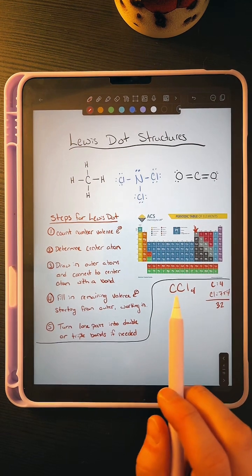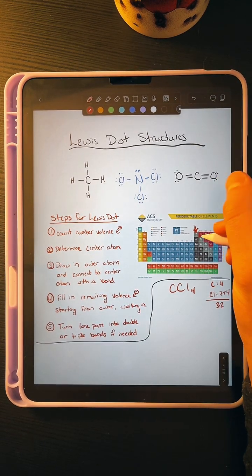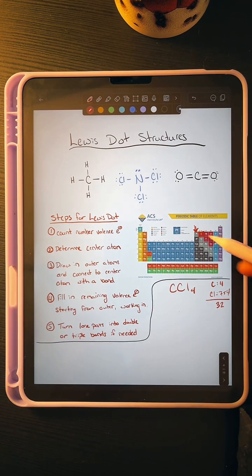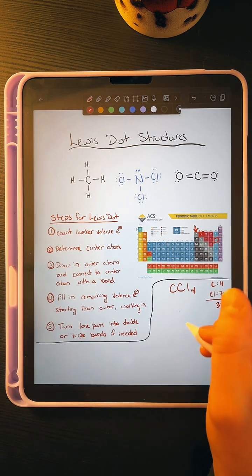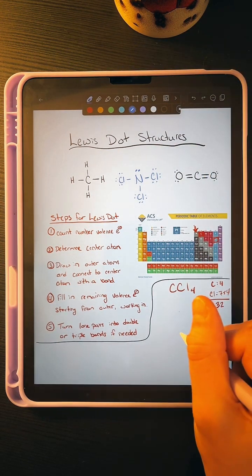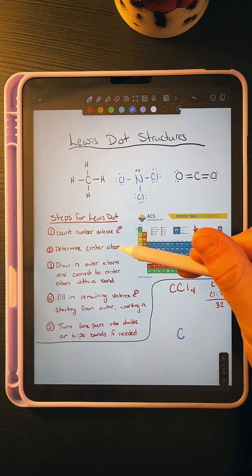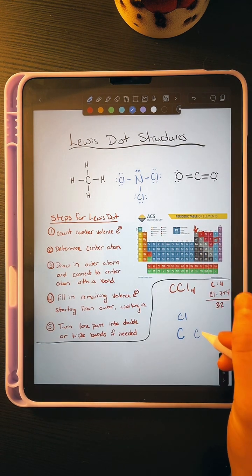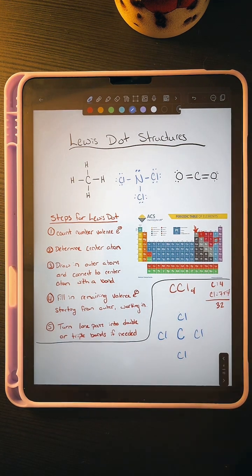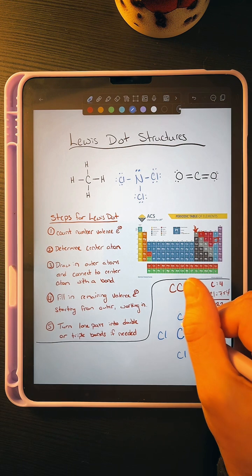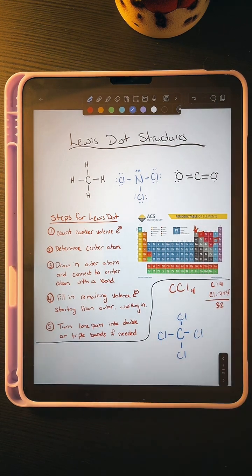Now we're going to determine our center atom. When we look at our periodic table, we see carbon and we see chlorine. We want our center atom to be the most electropositive, and the most electropositive between these two is going to be carbon. So our carbon here is going to go in the center. I'm going to use a different color here to make it a little easier to see. So we'll put carbon here, and then after we've determined our center atom, we are going to draw in our outer atoms. So I have 4 chlorines. 4 chlorines go in, and we're going to connect each of those chlorines to the center atom with a bond.